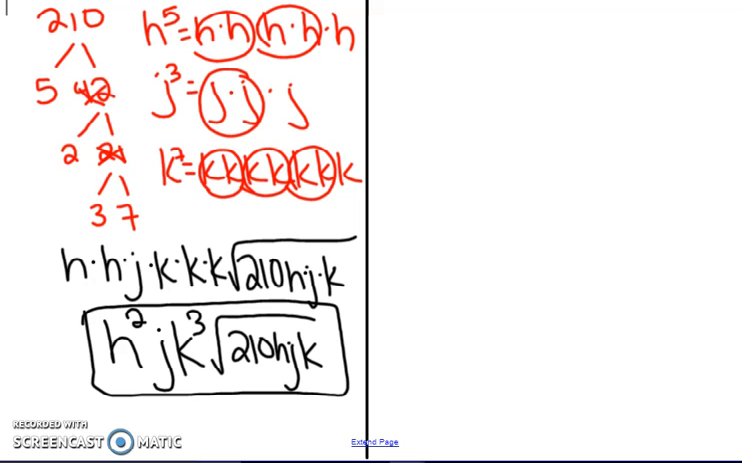If you get a number that won't simplify, that's okay. We did numbers like that at the beginning. Leave that number underneath the radical then.